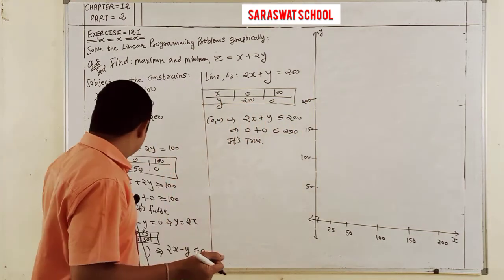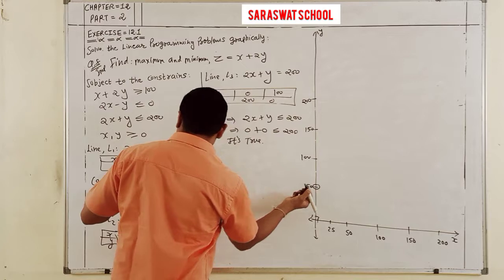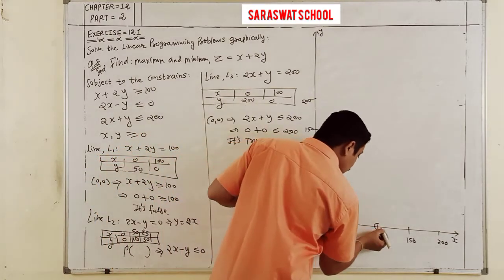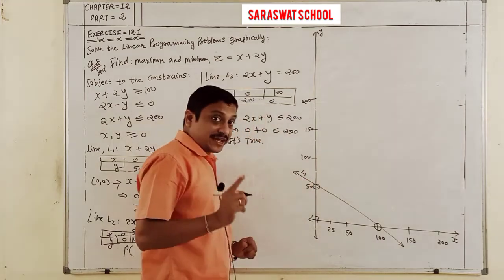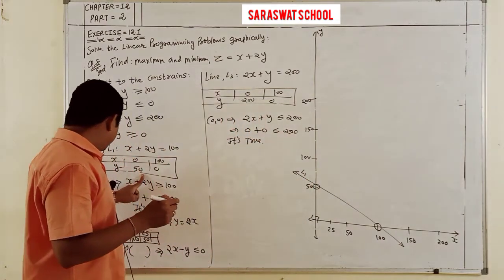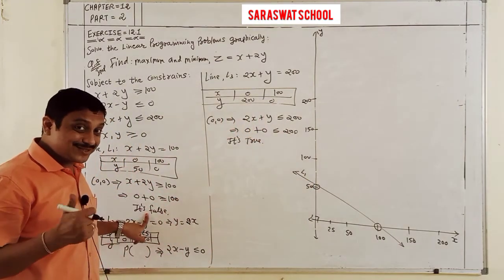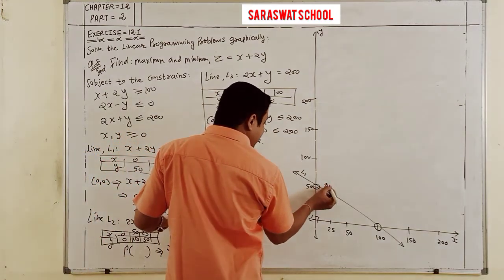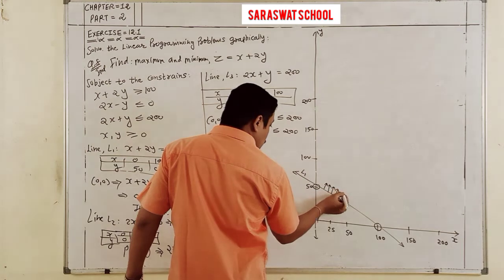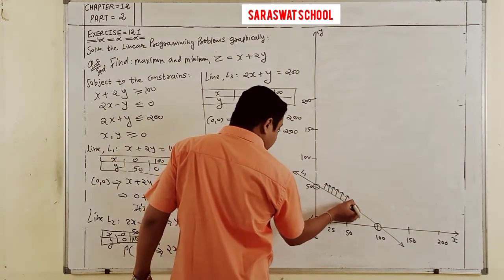Approximately taking 0 to 50, 100 to 0. Both are connected by the line L1. And the shaded portion, students, is the false side, meaning the side not passing through the origin. This is the side opposite to the origin side, this side.